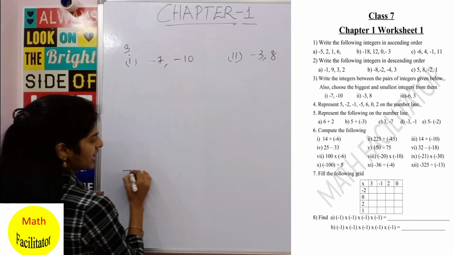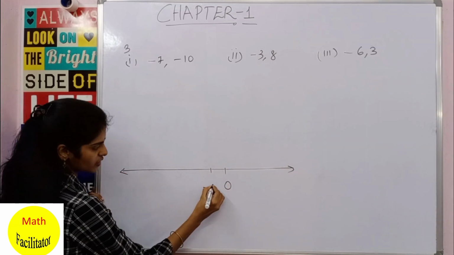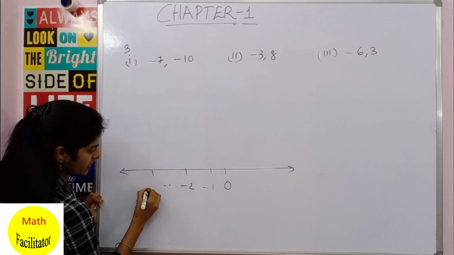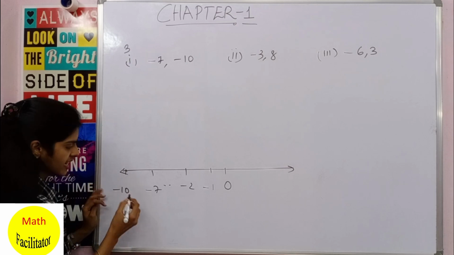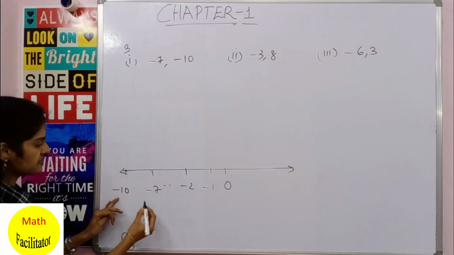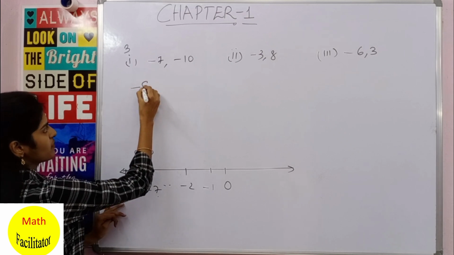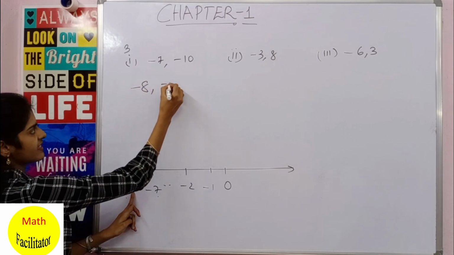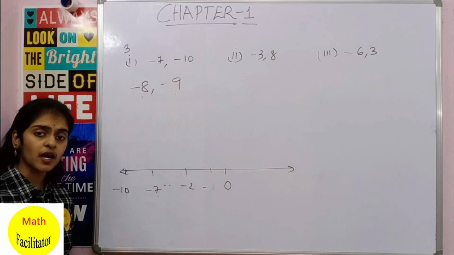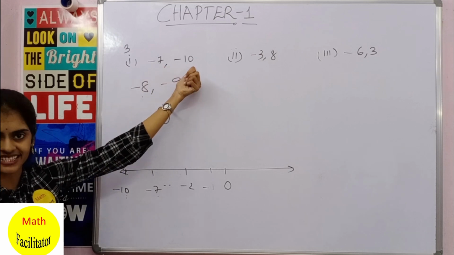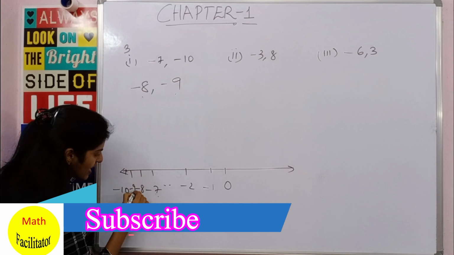Now just see, if you draw a number line, and this is 0, and after 0 you have minus 1, minus 2 and so on, and you will get minus 7 somewhere here, and minus 10 is here after minus 7. So between minus 7 and minus 10, what do you have? You have minus 8, minus 9. So these two are the integers between the given integers.